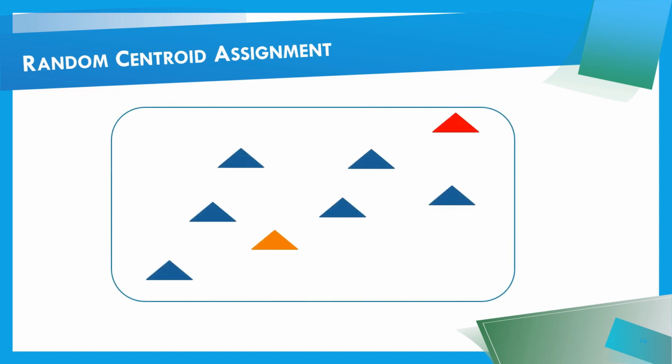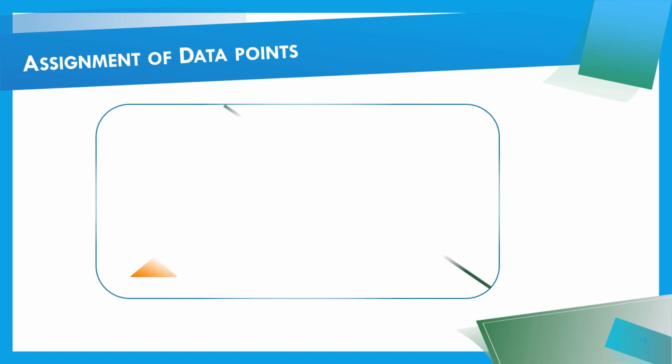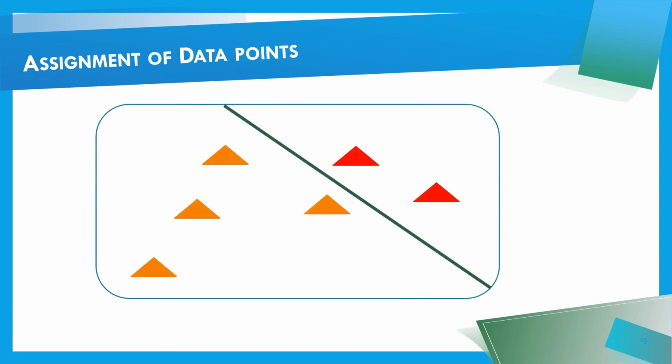Let us assume 6 data points are to be grouped into 2 clusters. The random assignment of centroids is shown here. Red color shows the centroid of cluster 1 and yellow is that of cluster 2. As we see, 4 data points are nearer to cluster 2 and 2 data points are nearer to cluster 1. Depending on the proximity of the data points to the cluster center, they are assigned to that particular cluster. 2 data points are assigned to cluster 1 and 4 data points are assigned to cluster 2.